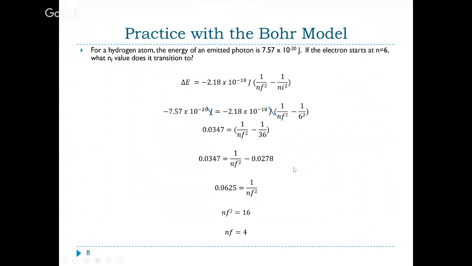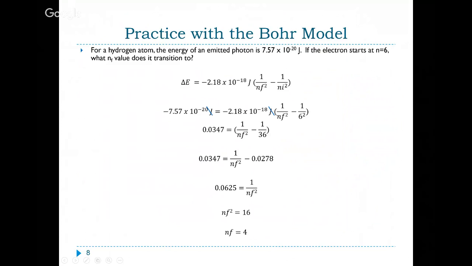So once again, I'm using the same equation. I have my energy, so I'm going to plug that in over here. It says that the energy of an emitted photon, so that means that it's being given off. That is why I make it negative. So I divide my negative 2.18 times 10 to the negative 18th joules into negative 7.57 times 10 to the negative 20th joules. That gives me 0.0347 equals 1 over my final energy state squared minus 1 over 36. Because we plugged in our initial state, 6, over here, so 1 over 36 is how I got this.